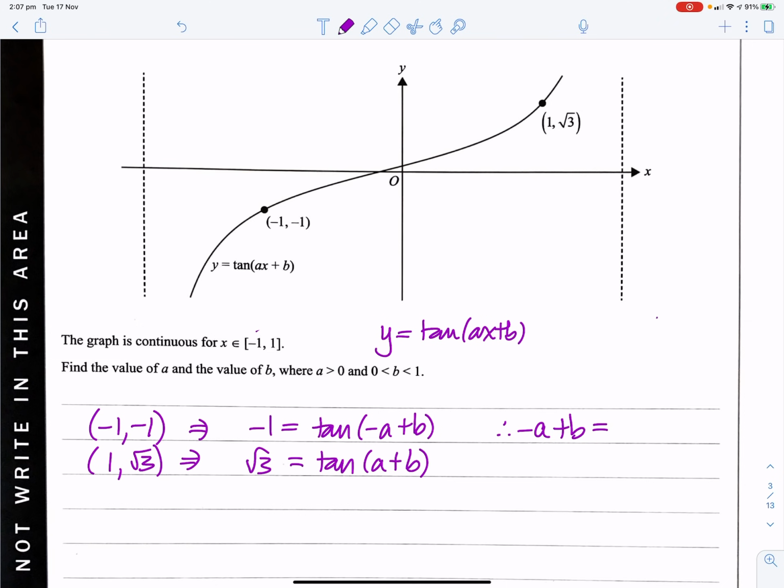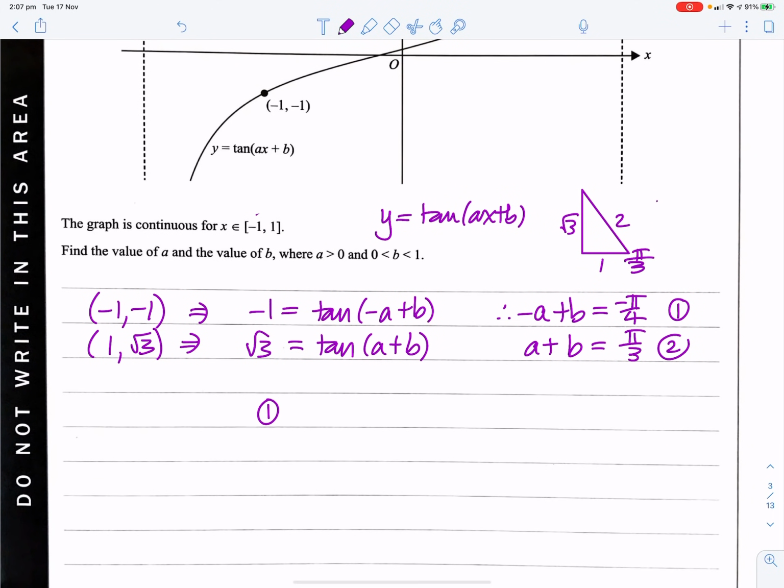So -a plus b. Tan inverse of -1 is negative pi on 4. Tan inverse of root 3 is pi on 3. So we get a plus b is pi on 3. If we add 1 plus 2, we get 2b is equal to negative 3 pi on 12 plus 4 pi on 12.